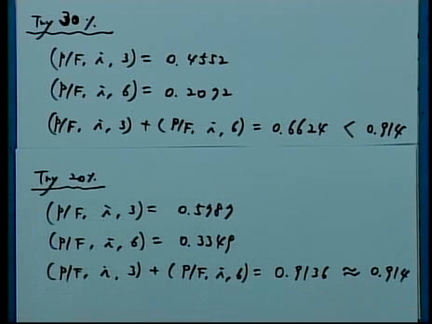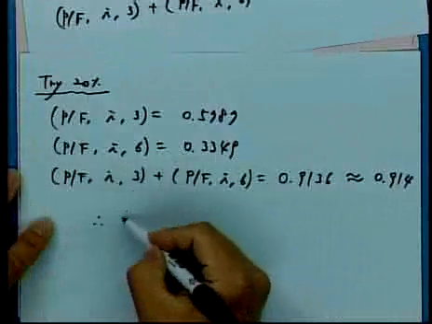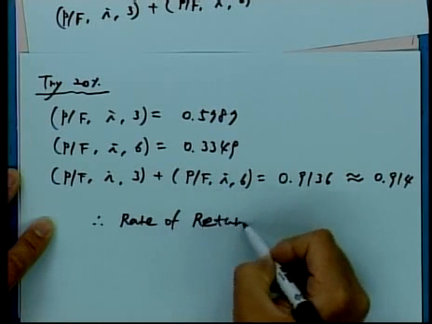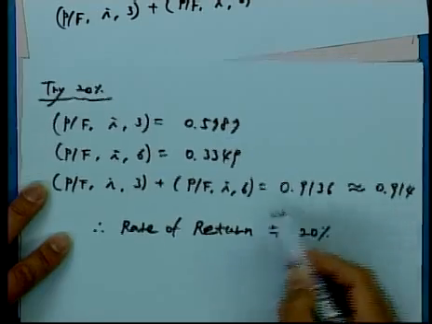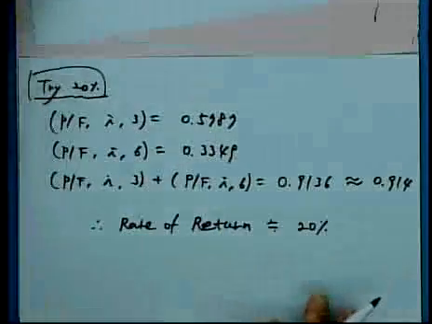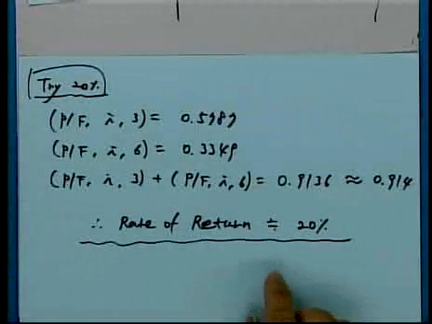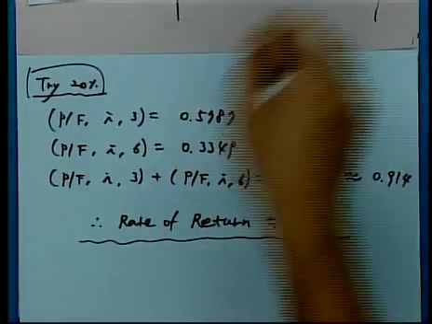So maybe you can say that the rate of return is about 20% from here. Of course, if you want a more accurate value of the rate of return, then you can go with the linear interpolation method. So this is problem 7-9.